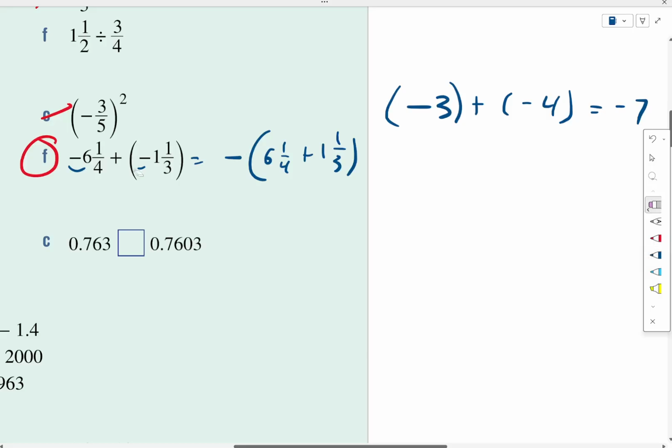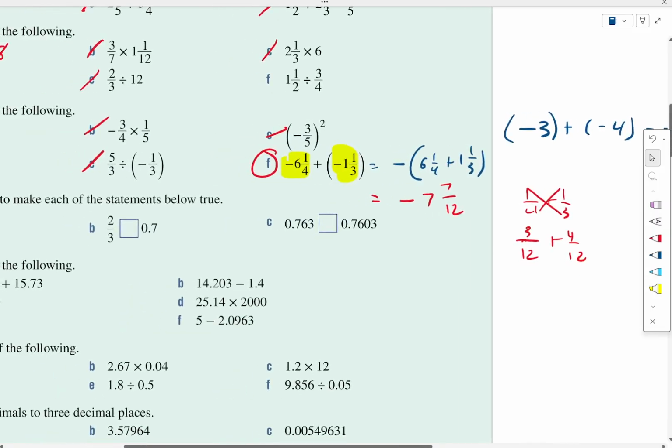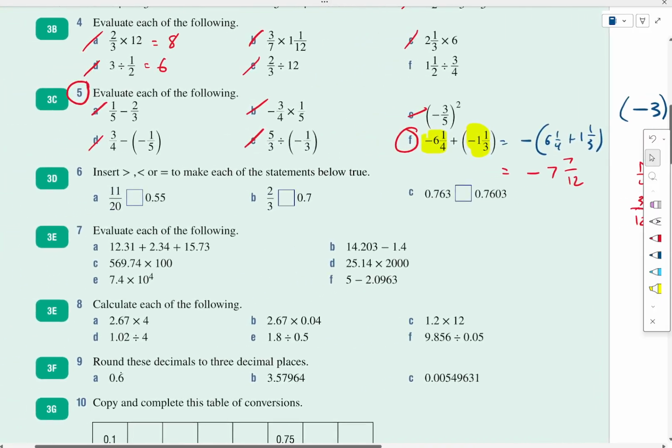So if I know that it's negative plus negative, I know that I'm just adding them, which means in my head, I just do the addition first and then I put the negative at the front. So doing this addition is going to be 7. And then I just do 1/4 plus 1/3 on the side. So it's going to be 3 on 12, 3 on 12 plus 4 on 12 is 7 on 12. So -7, 7 on 12. Make sense? So that's a trick to do this kind of question if you can think that one step further. Any question?